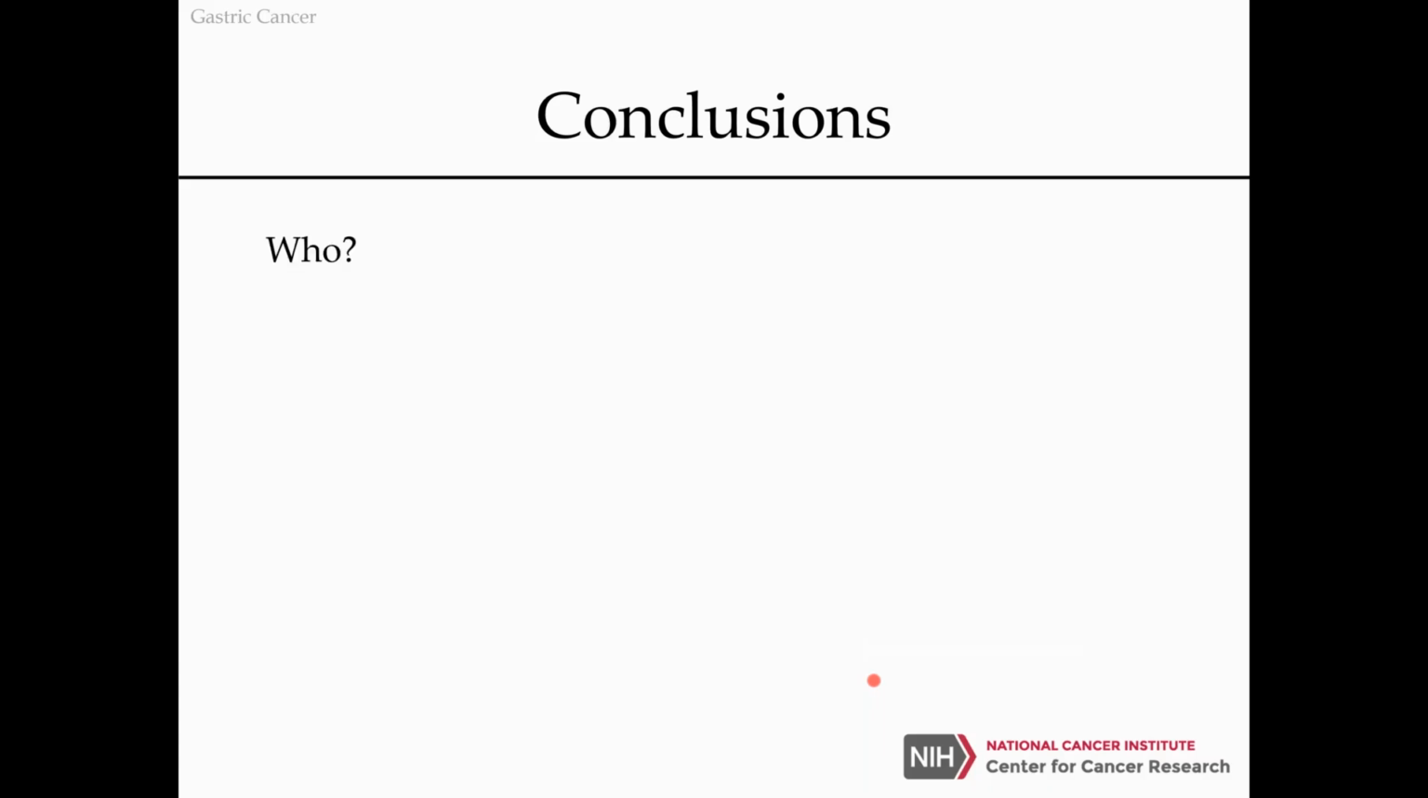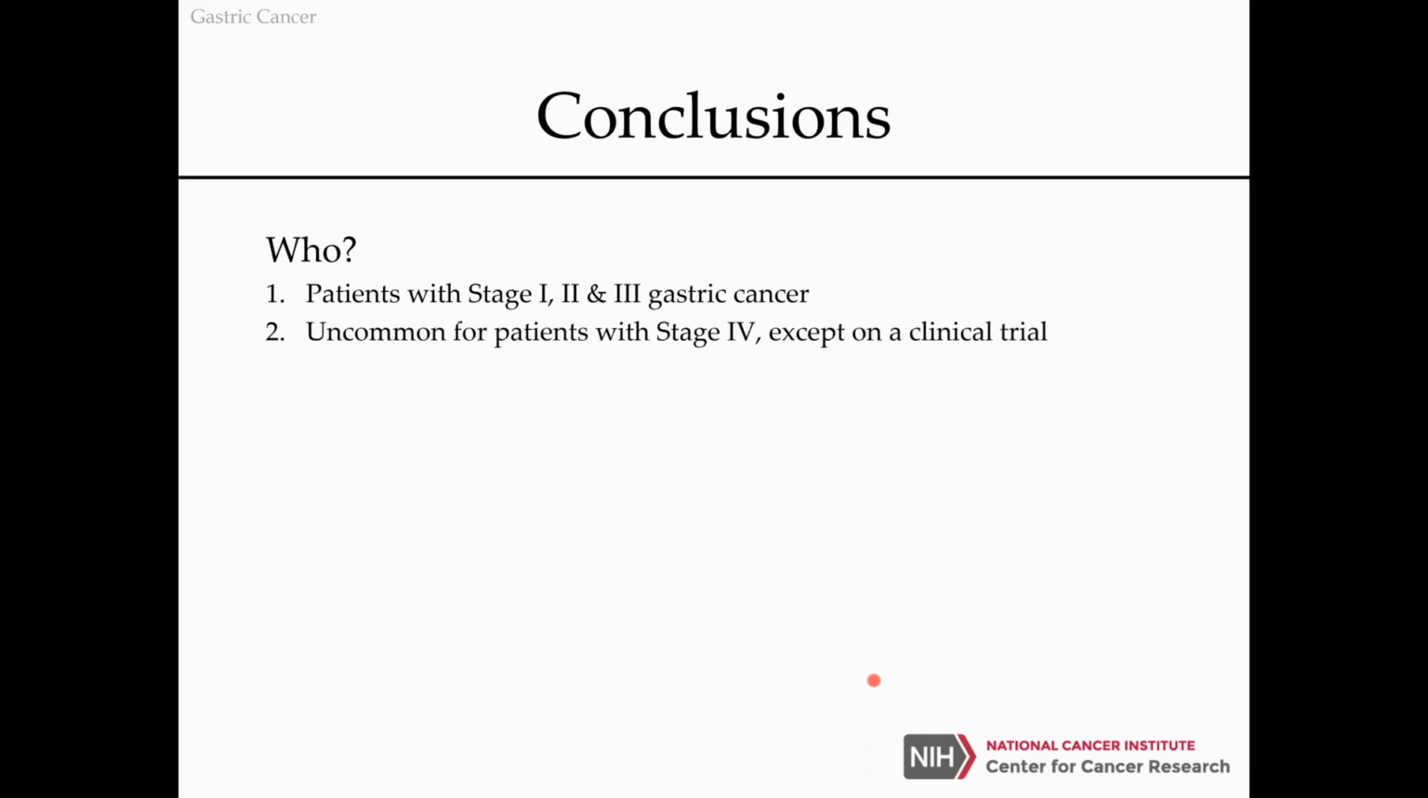So in conclusion, we talked about the who in terms of surgery. Well, most patients who get surgery for stomach cancer have either early stage stomach cancer, stage 1, or stage 2 and 3 stomach cancer where they've had chemotherapy in combination with surgery. And again, it's uncommon for patients with stage 4 stomach cancer to get surgery, except usually on a clinical trial. We talked about the when. Well, surgery is usually used in combination with chemotherapy. In the United States, that surgery is sandwiched usually in between chemotherapy before and then chemotherapy after surgery.